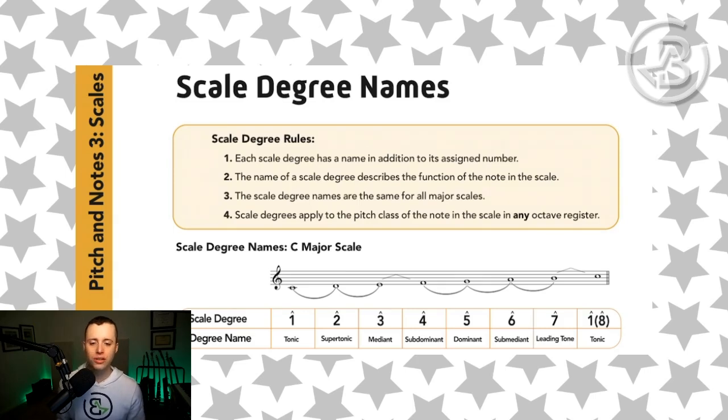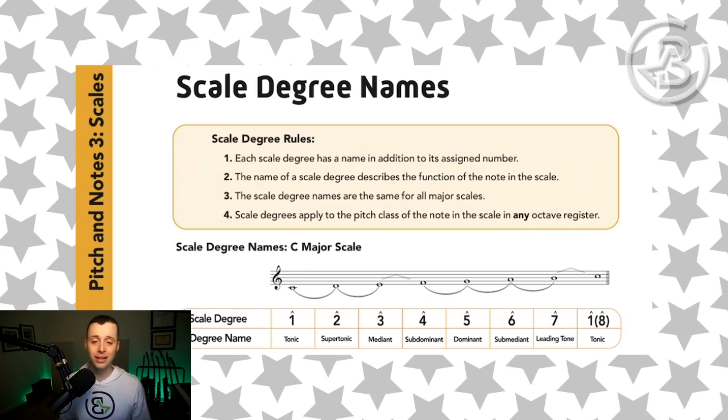In this lesson, we're going to talk about scale degree names. So we've talked about scale degree numbers. So whatever note the scale starts on, that's going to be scale degree 1. The second note of the scale is going to be scale degree 2. Third note of the scale will be scale degree 3. The fourth note of the scale will be scale degree 4, and so on.